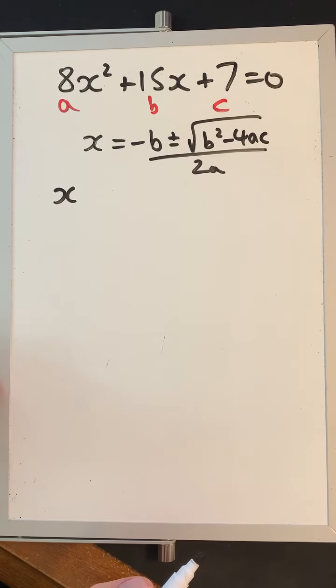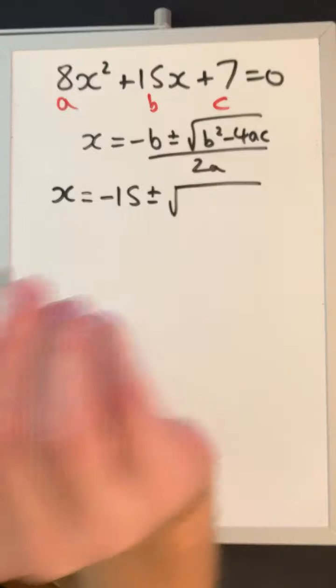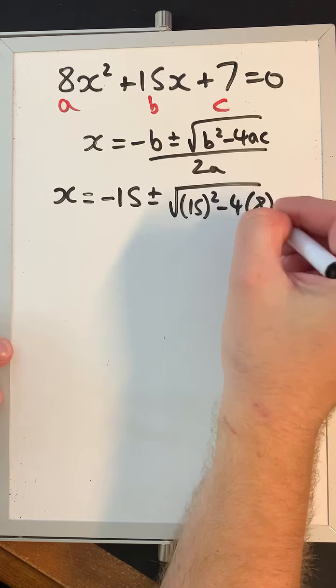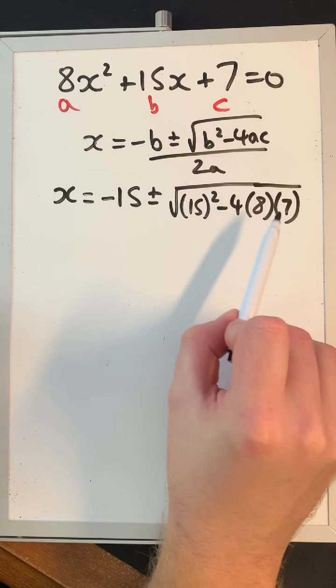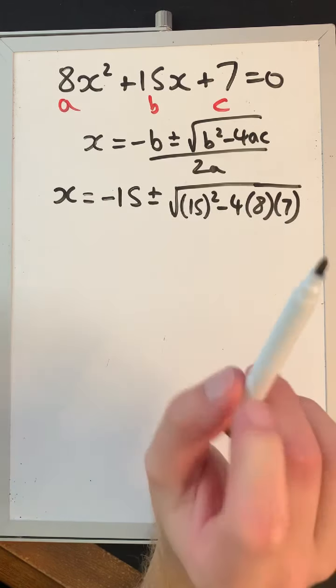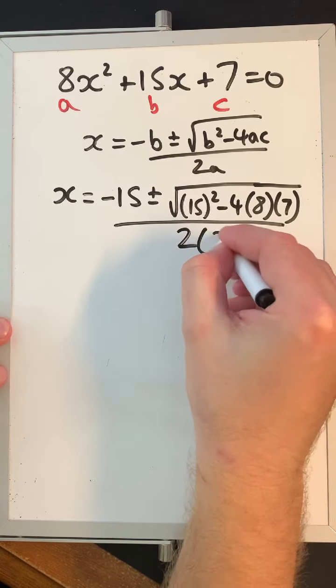So you've got x equals minus 15. Okay, so there's a minus b there, of course, so b is 15. We've got minus 15 plus or minus the square root of 15 squared minus 4 times 8 times 7. I'd always put these in brackets, especially if you've got any negative numbers in the quadratic. It does make it easier to look at. I see some mistakes sometimes where people start doing, for example, minus 4, minus 8, minus 7, rather than multiplying them together. And this is all over 2 times 8.